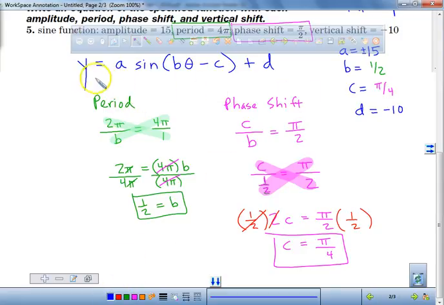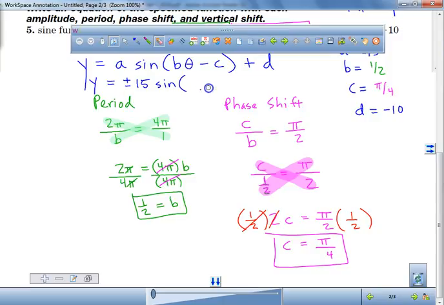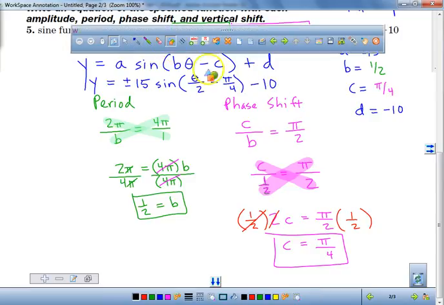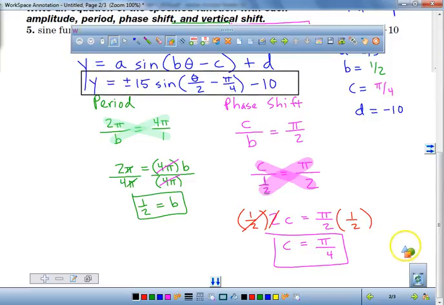Here we go. My final answer is y equals plus or minus 15 times the sine. Now what was our b value? Our b value was a half. So instead of writing a half of theta, I'm going to write theta over 2 minus my c value, which is pi over 4, plus my d value, which is a minus 10. So instead of saying plus a negative 10, I'm just going to write minus 10. I'm going to box that in. That's my final answer.